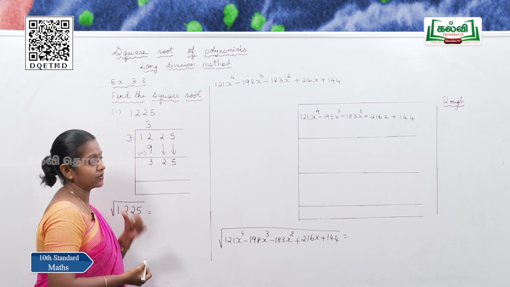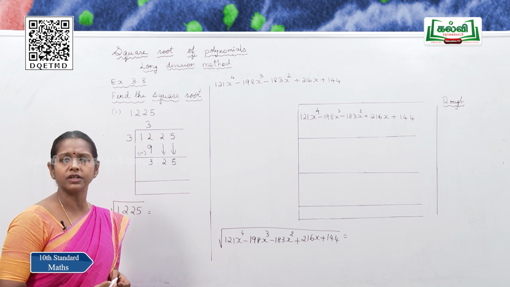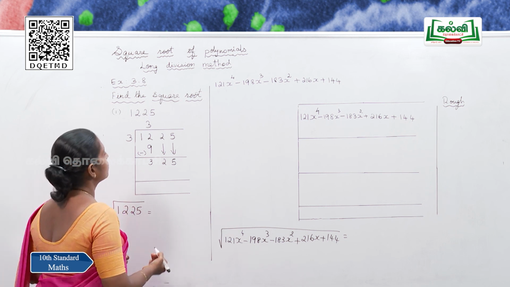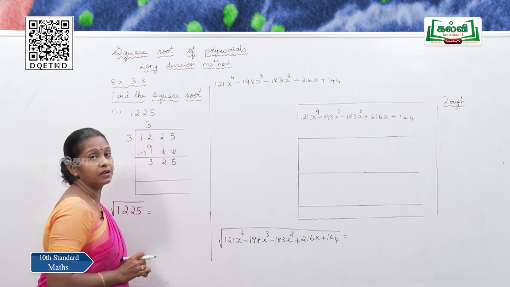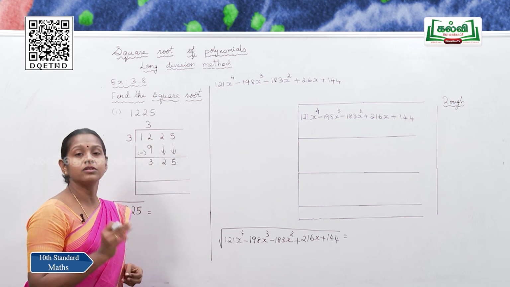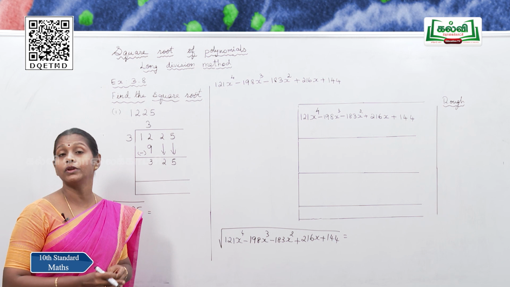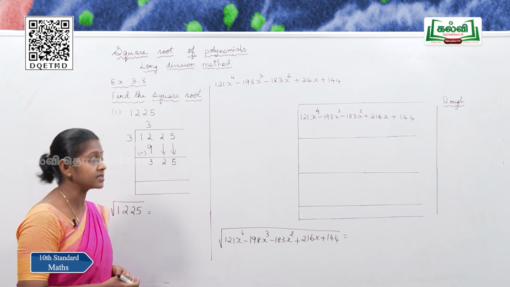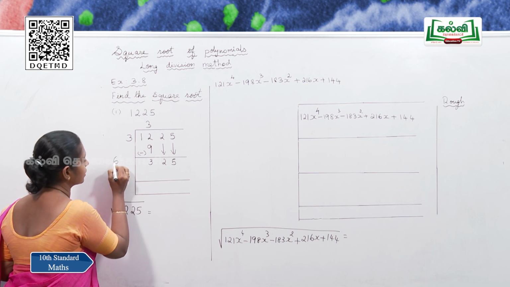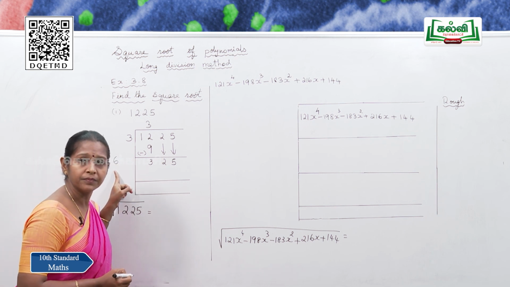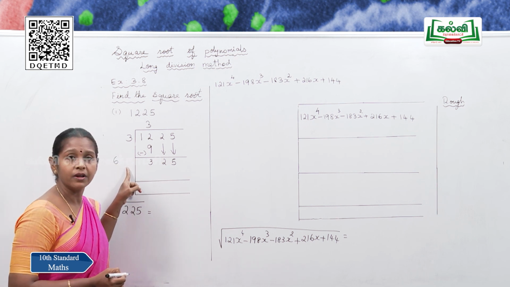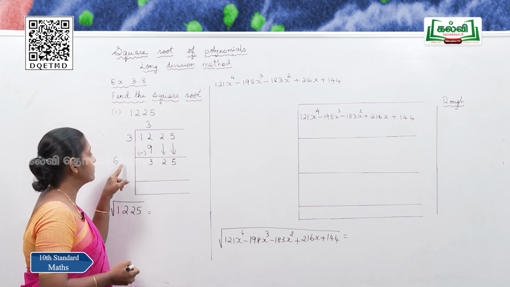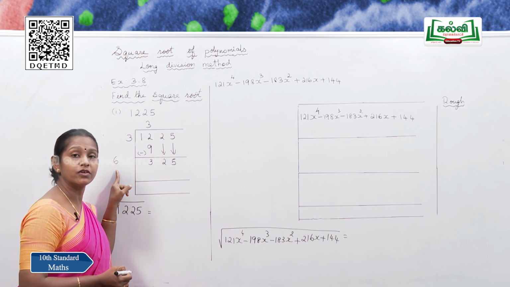Now see this 325. How can I find the square root for 325? What is the next step? Yes, very good. So, what is in the place of quotient? 3. So, that 3 should be multiplied by 2. What will you get? Of course, 6. 3 twos are 6. That should be written here. Why did I leave a gap? I have to introduce one more number there. So, you have to leave a gap here. Then you have to write the 6.